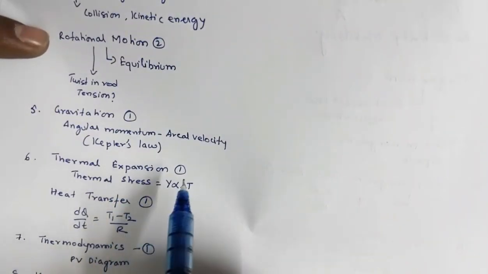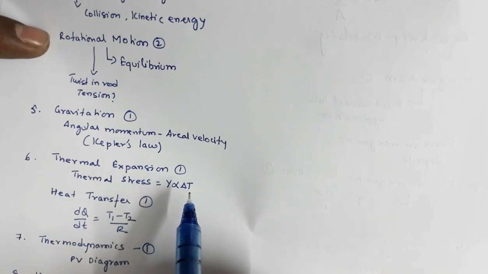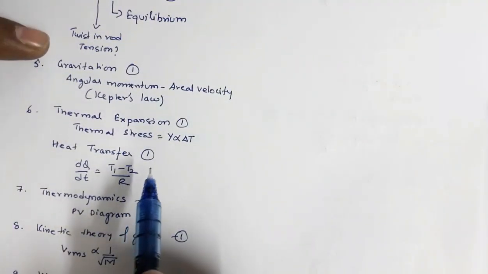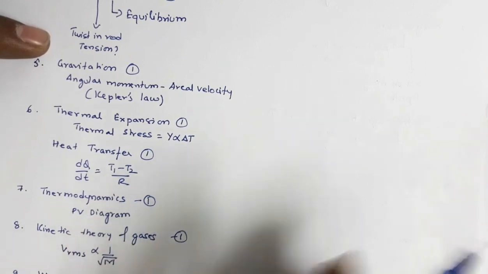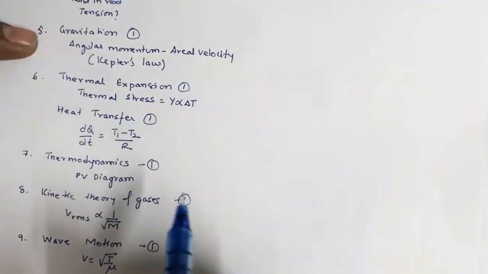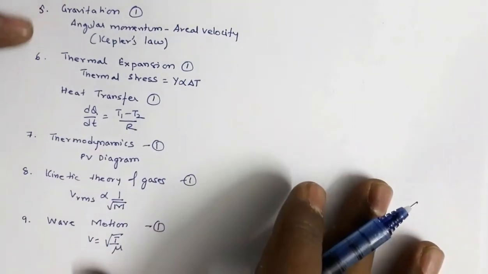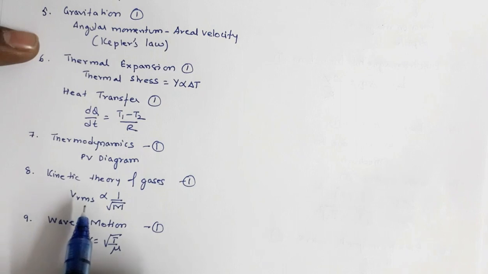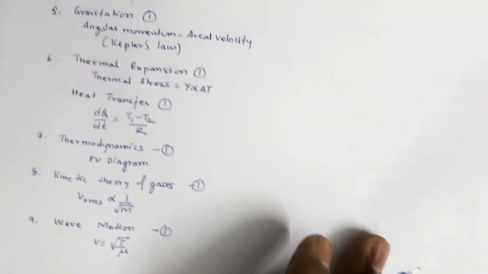From thermal expansion there was one question based on the expression for thermal stress, Y alpha delta T. Now from heat transfer there was a standard question, the heat current is equal to the temperature difference divided by the thermal resistance. From thermodynamics there was one question involving a PV diagram. From kinetic theory of gases there was one question involving the relation that the RMS velocity is inversely proportional to the square root of molecular mass.